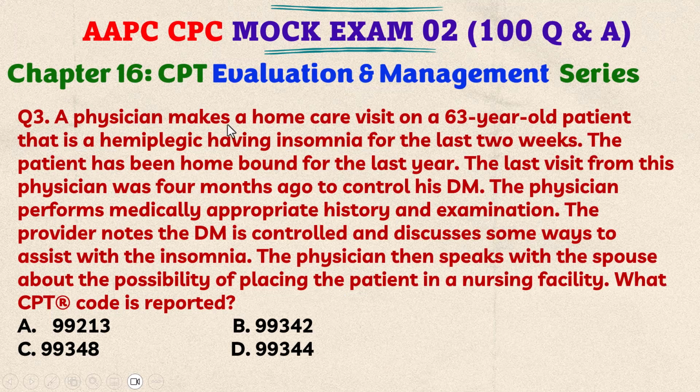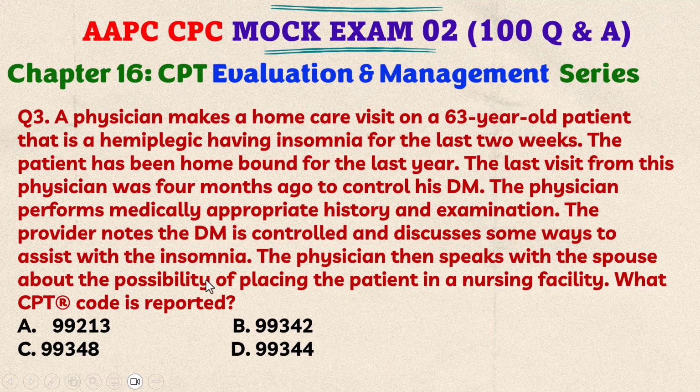Question number 3. A physician makes a home care visit on a 63-year-old patient who is hemiplegic, having insomnia for the last 2 weeks. The patient has been homebound for the last year. The last visit from this physician was 4 months ago to control his diabetes mellitus. The physician performs a medically appropriate history and examination. The provider notes the DM is controlled and discusses some ways to assist with the insomnia. The physician then speaks with the spouse about the possibility of placing the patient in a nursing facility. What CPT code is reported?